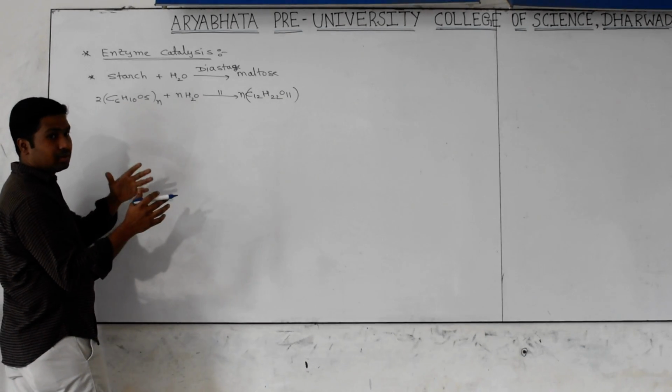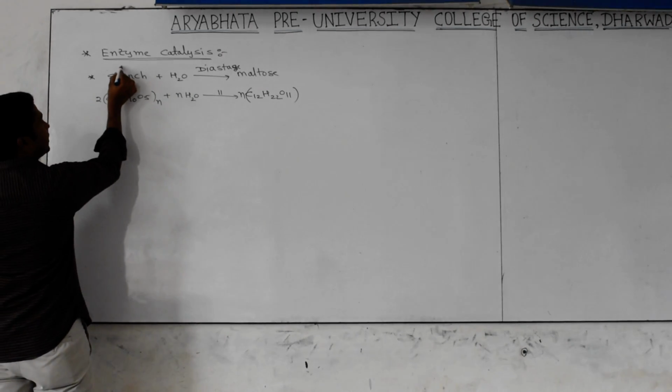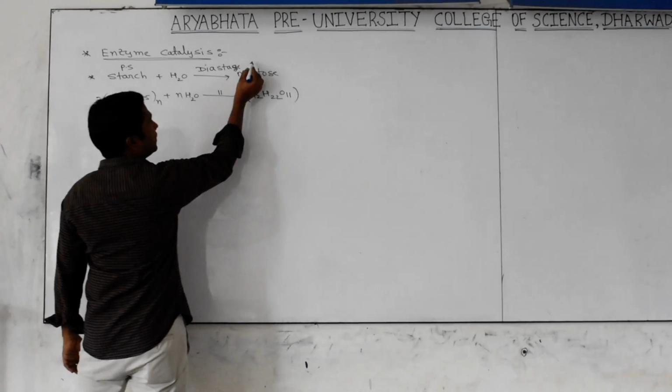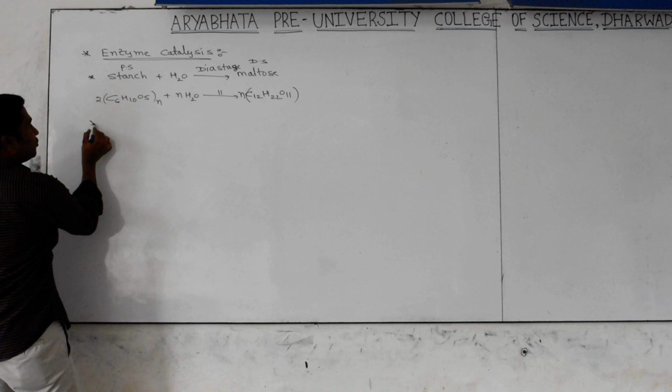Maltose is a disaccharide. It will come in biomolecules. Don't worry about all this. And this is the polysaccharide. I will write here PS, polysaccharide. This is the disaccharide, DS. Okay. Later I will give you one more conversion.